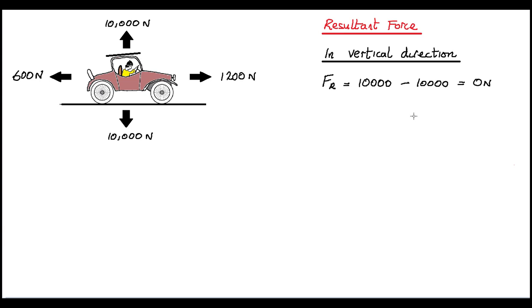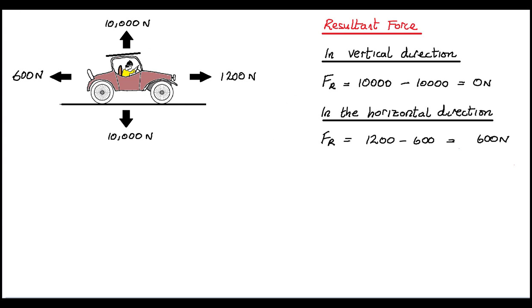So in most of the problems you come across in your GCSE physics, the forces in either the vertical or the horizontal directions, one of the two, will cancel out to make life easier for you. And then we need to determine the resultant force in the horizontal direction. In this case, we have 1200 newtons thrust produced by the engine. That's a positive force acting to the right.